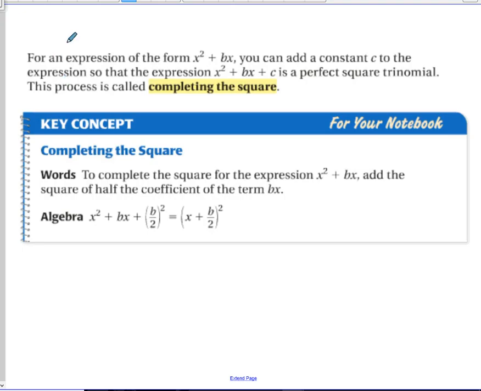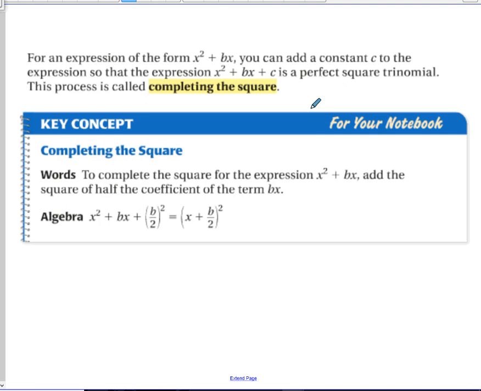All right, so for an expression in the form x squared plus bx, you can add a constant c to the expression so that the expression is x squared plus bx plus c. That should look very familiar. That is what we used when we were talking about factoring our trinomial in our last chapter. If we put a little a in front of that x squared, that's also the quadratic function equation that you always see in order to graph it.